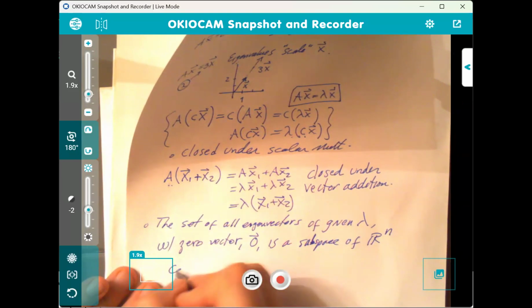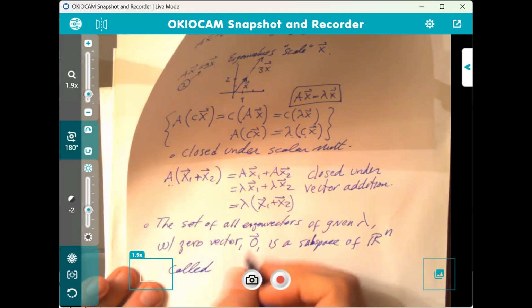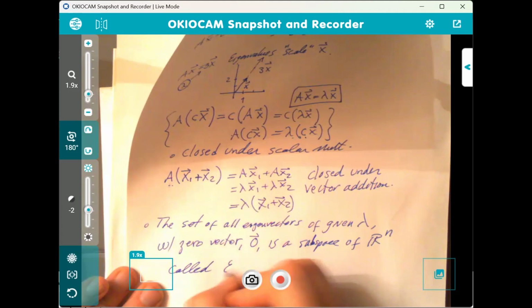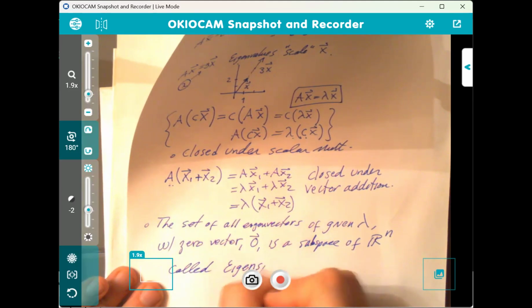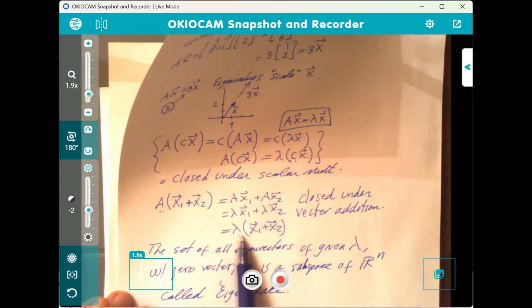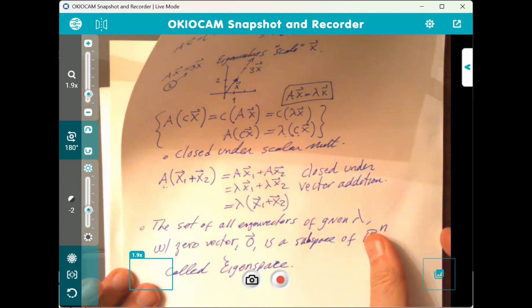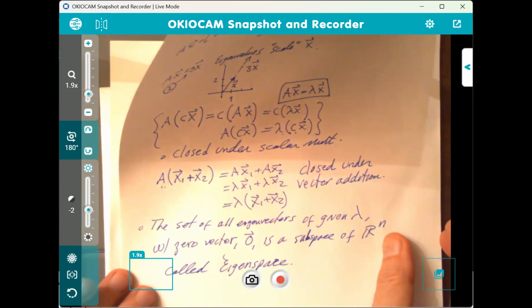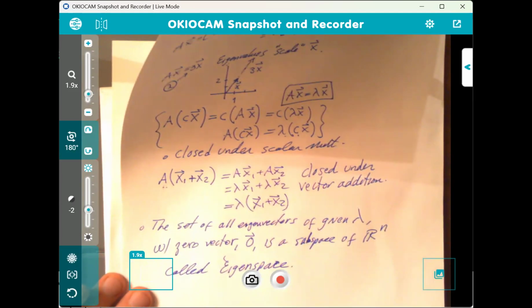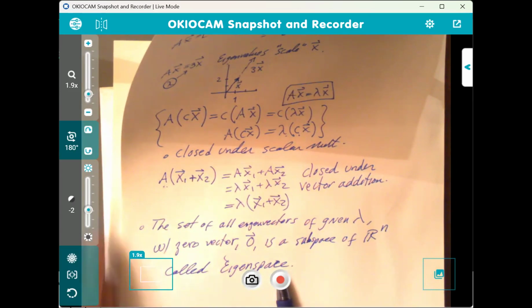And this one is called an eigenspace. There. Because it's made up of eigenvalues and eigenvectors. So it's called an eigenspace. Okay. Everybody okay with this idea, I hope.